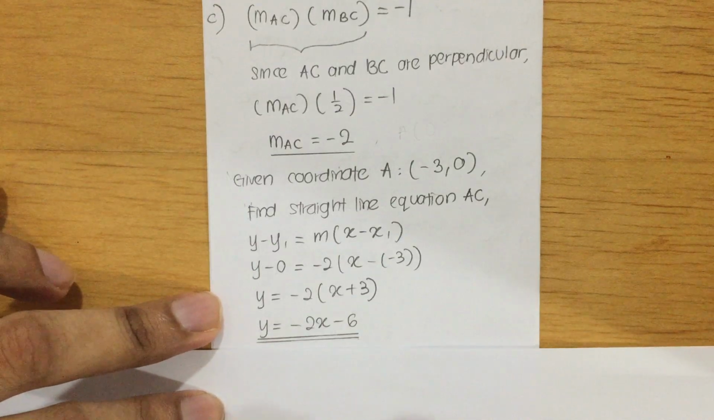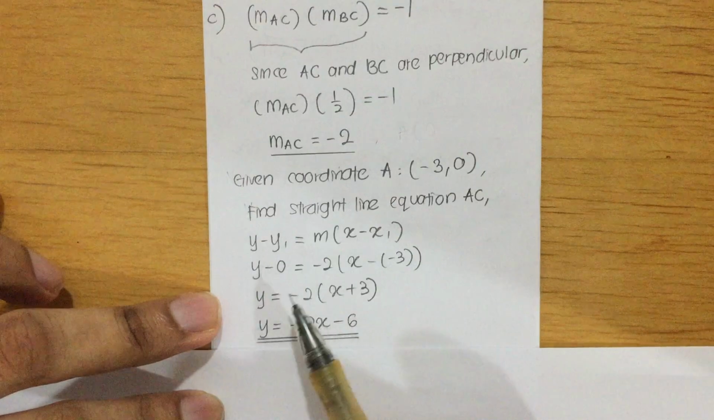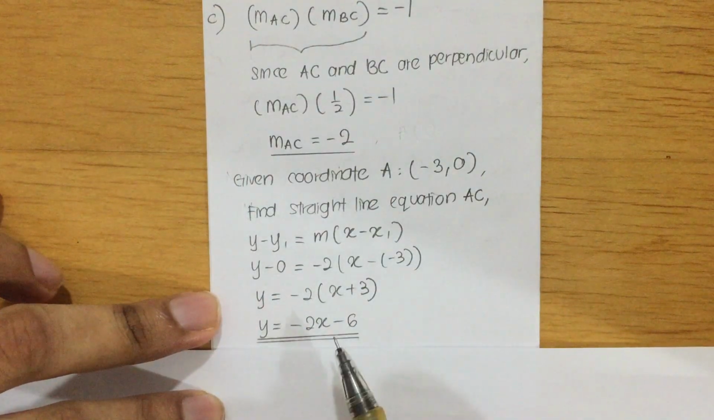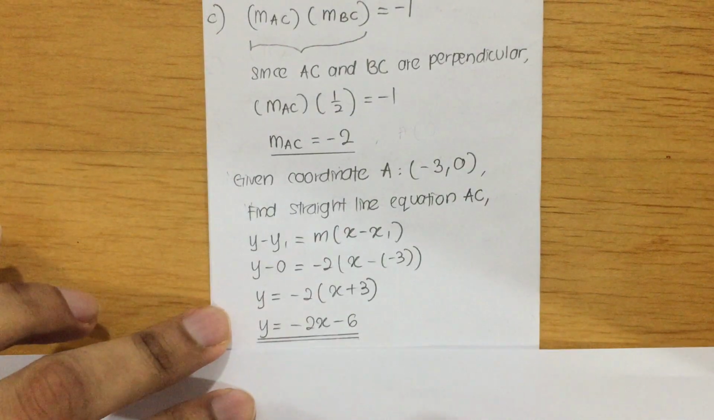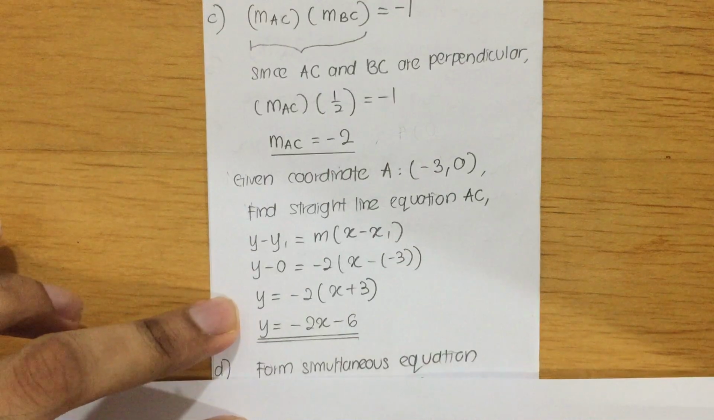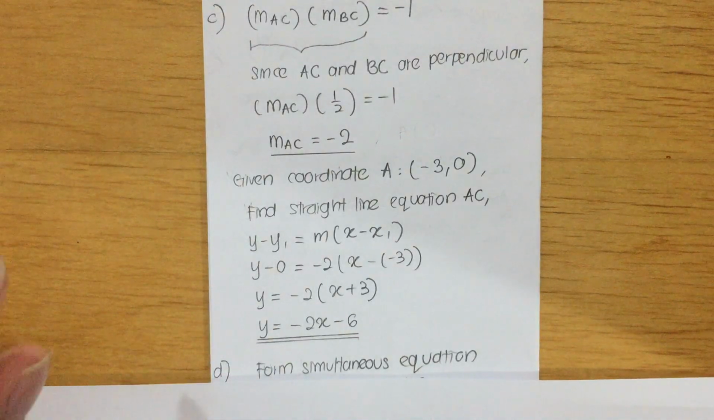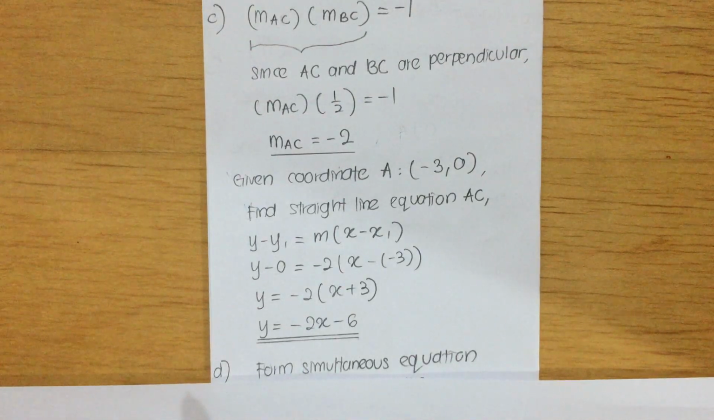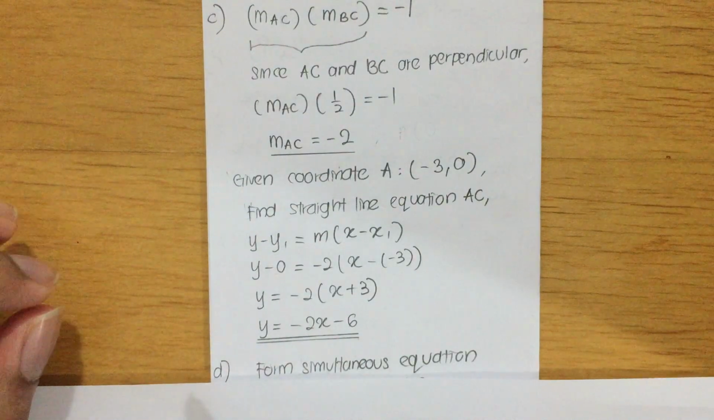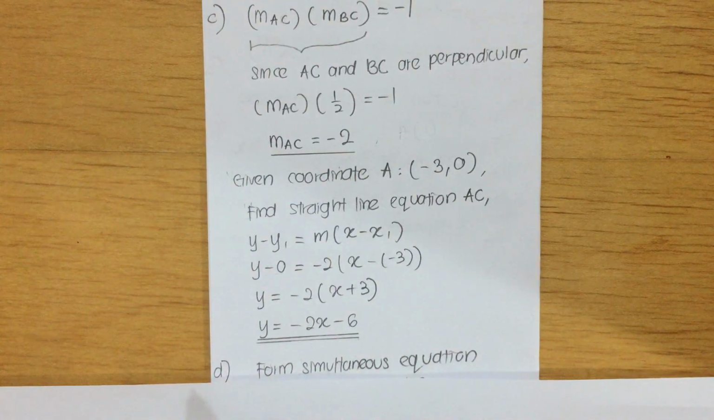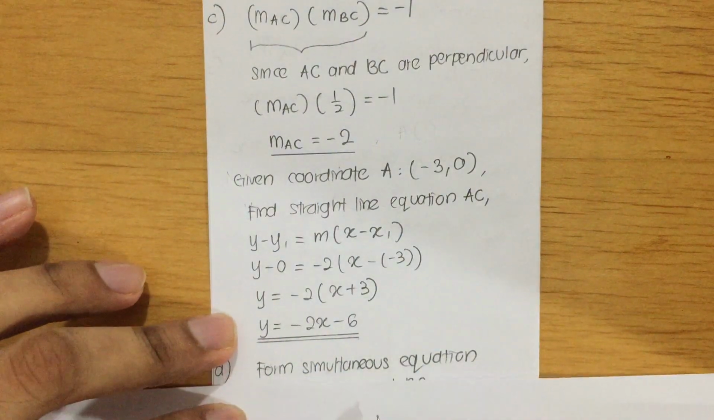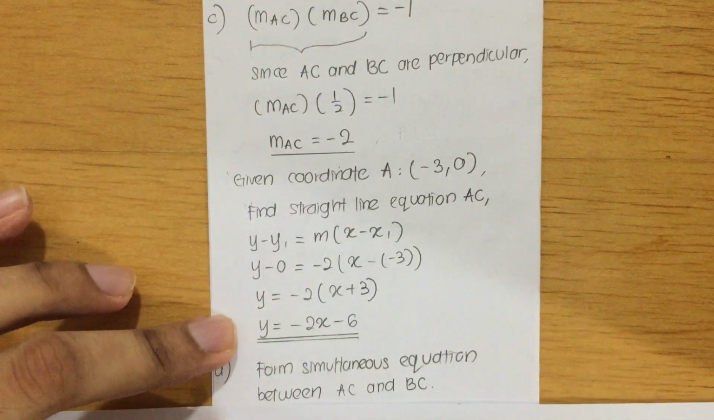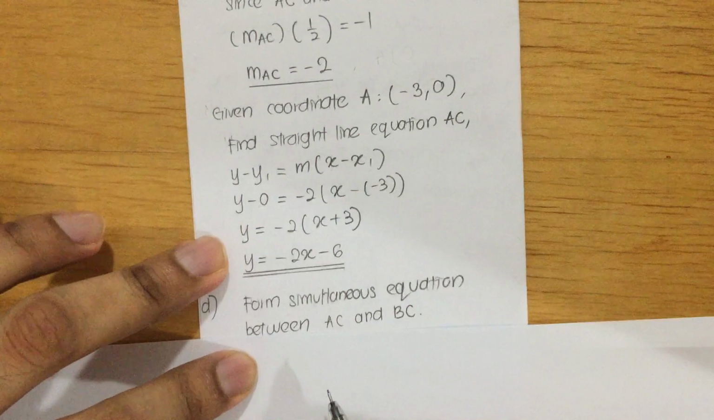Alright guys, so I hope you understand the working that I've shown to you so far from question A till question C. So let us proceed to question D, where the question asks us to find the coordinate C. For coordinate C, it involves two straight lines guys. One thing you should remember, when you involve two straight lines, that means you can form two equations. When you form two equations, that means you can form a simultaneous equation. That is right guys. So what we're going to do now is form a simultaneous equation between AC and BC to find the coordinate C guys.